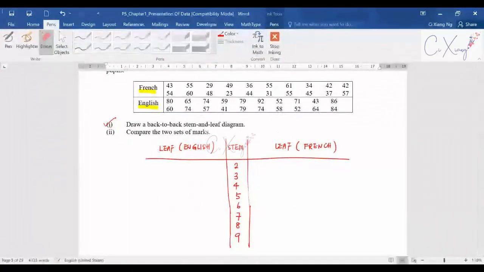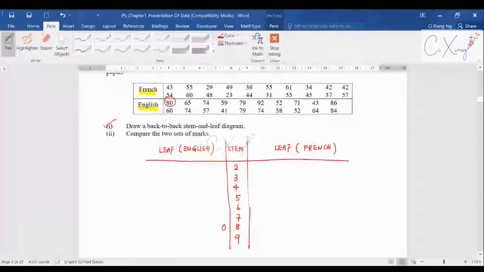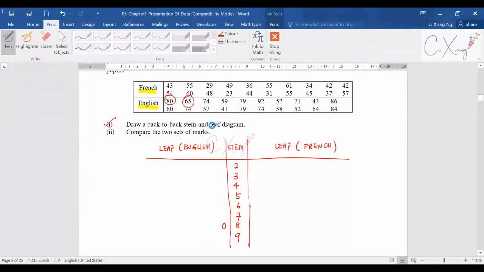So for the leaf part of English, you still do the same thing. Like 80, you put 0 here. So you read the value in the opposite way. So this one is 80. Okay, so 65 means 6 then 5. 74 means 7 and then 4. Okay, and so on. Alright, so you still do the same thing.